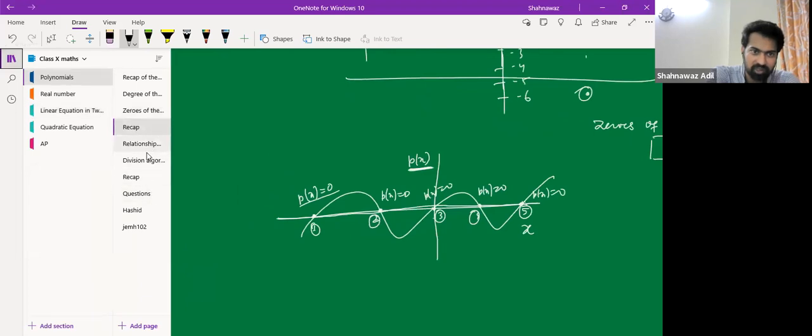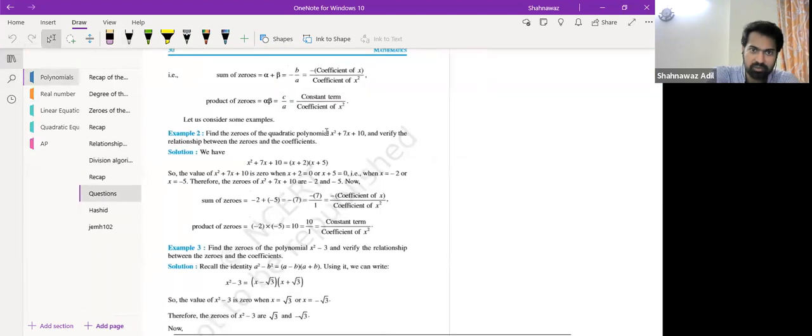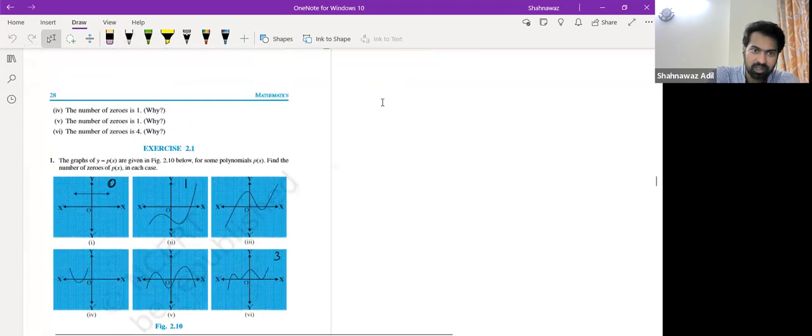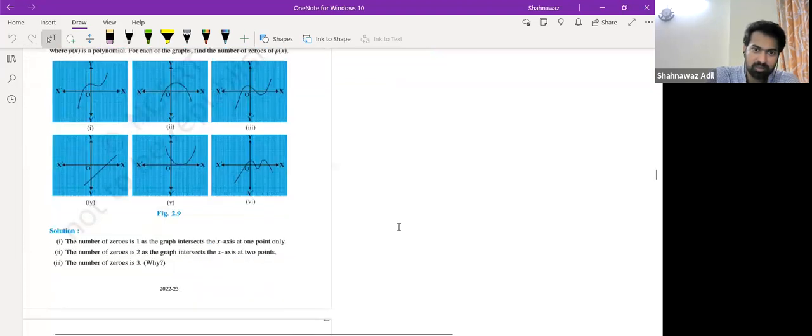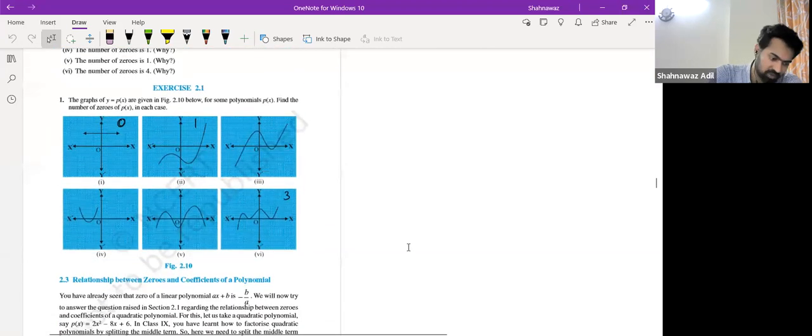Now let us do some very difficult questions. So this is about the first exercise. As you were telling, in the exercise you learned that the number of points at which the graph cuts the x-axis gives the number of zeros. So you tell me, for this graph, what is the number of zeros?